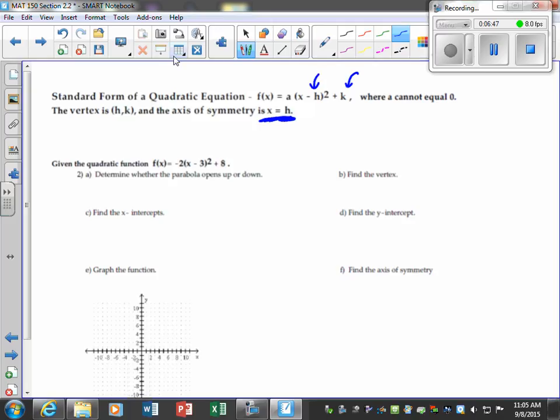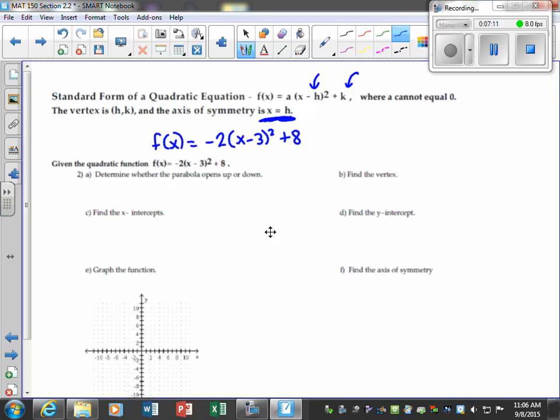Okay, so given the quadratic function f of x is equal to negative 2 times (x minus 3) squared plus 8. This is in standard form, and in standard form we can determine a lot of different things. All these characteristics we're going to look at eventually.